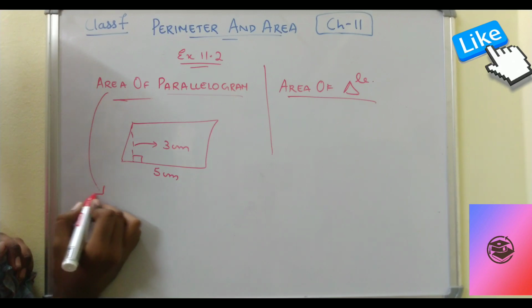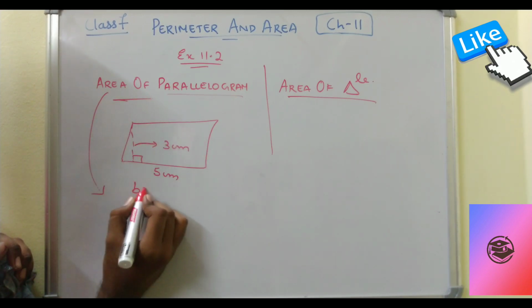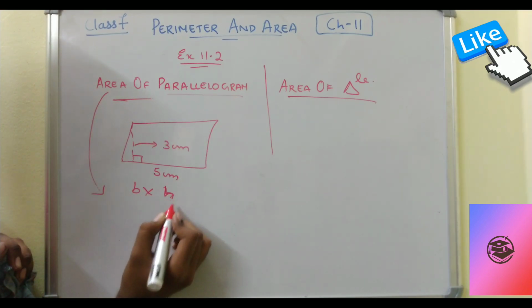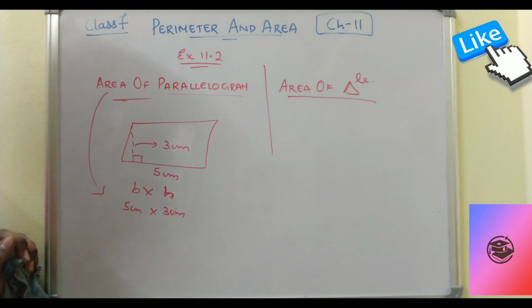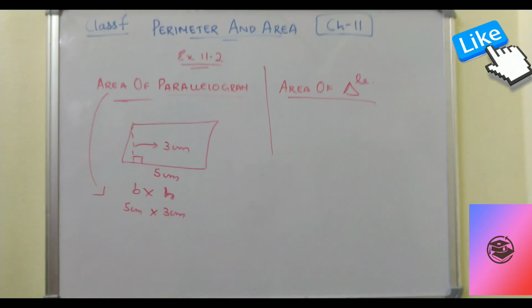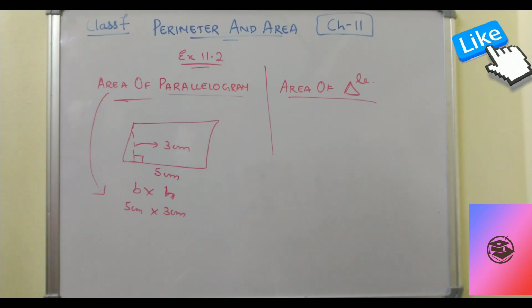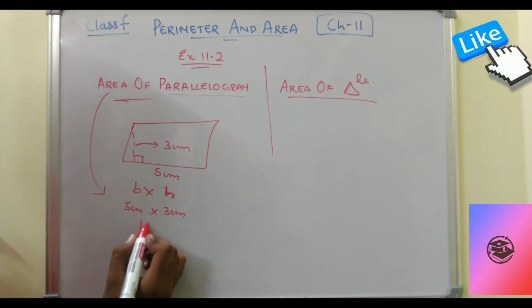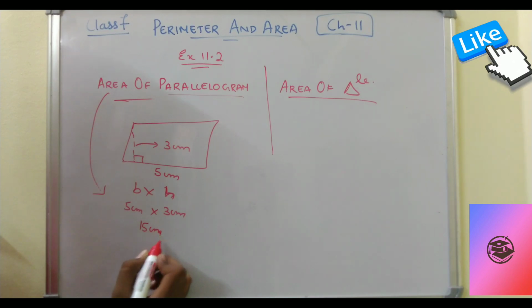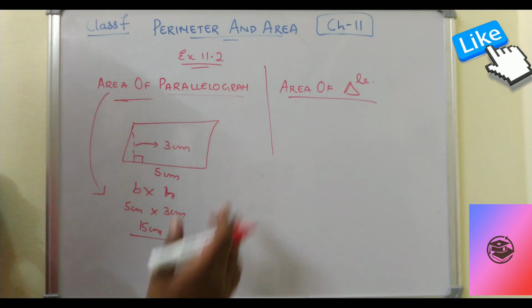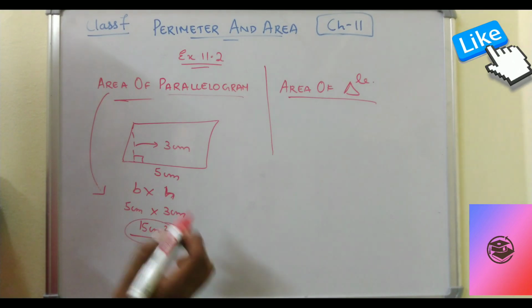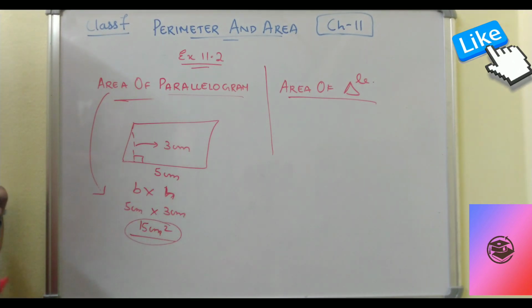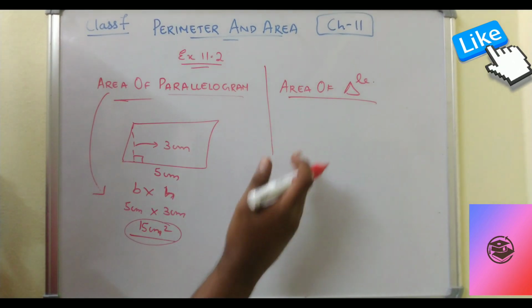Now how to find the area? Area of parallelogram is base into height. The base is 5 centimeter into height 3 centimeter. What is 5 into 3? That gives 15 centimeter square. Remember the unit of area should be square. Okay, now area of triangle we'll discuss.